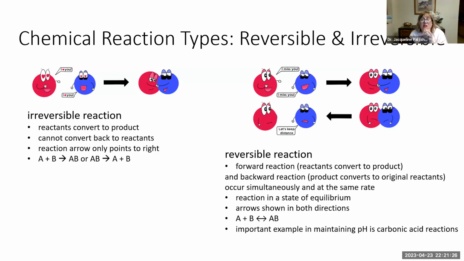And this is a really important type of reaction. For instance, we have something that has carbonic acid as the intermediary, and we have two reversible reactions on each side of carbonic acid. This is how we maintain our blood pH: our lungs and our kidneys do the work of the two reactions.